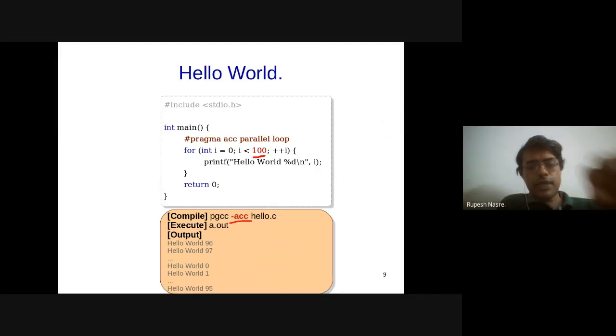Very similar to when I do GCC without -fopenmp, it is going to create a sequential program. It's going to ignore those pragmas and just run it sequentially. In a similar manner, we need to give the -acc flag. There are other flags which you can give for parallelization, but for now, this suffices.